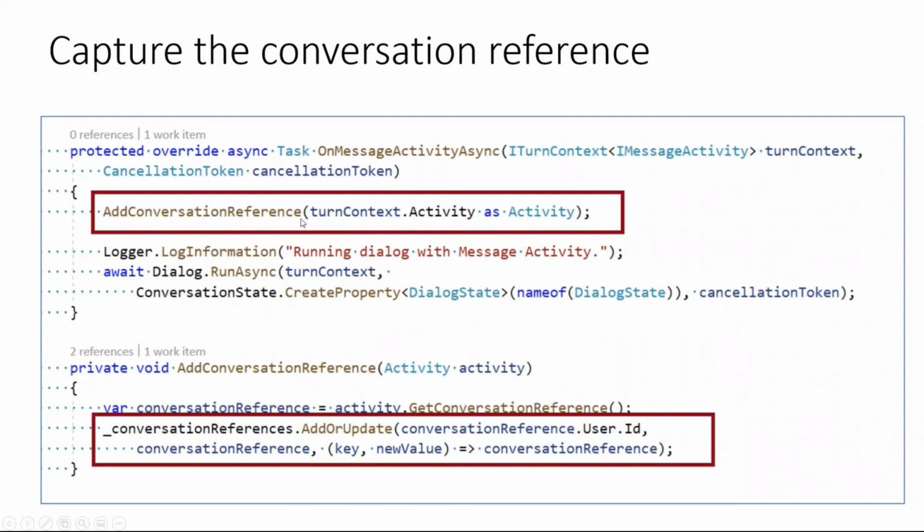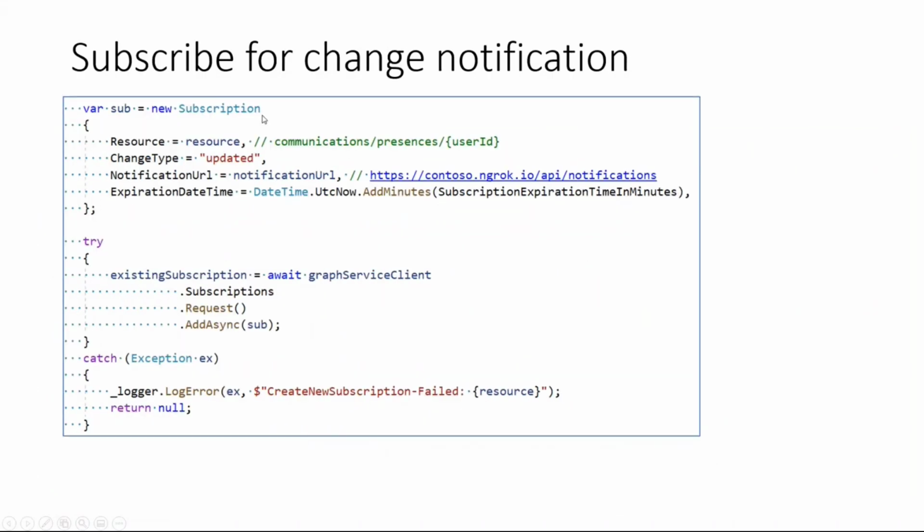This is the first one, where whenever we get a first message, we are just storing the conversation reference. This is happening in memory just for demo purposes. We're just storing it there. Next part is the actual subscription part.